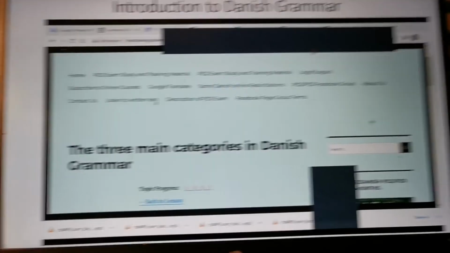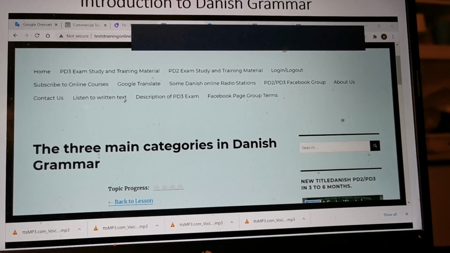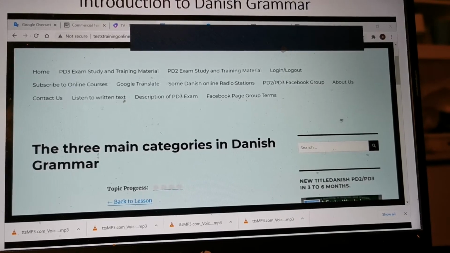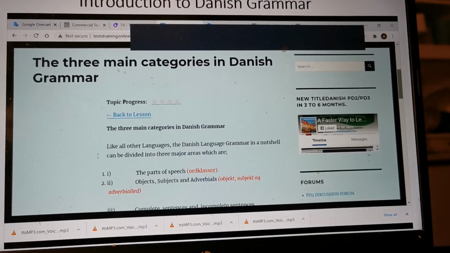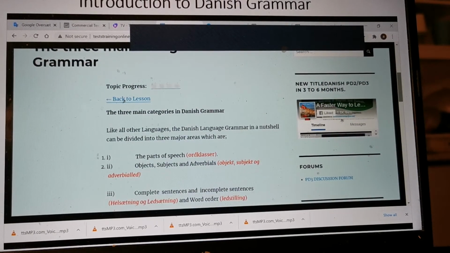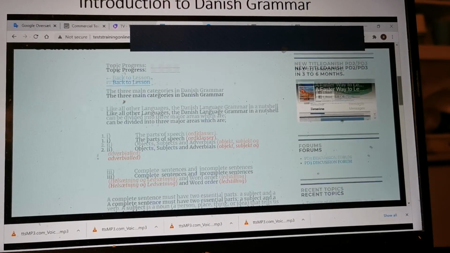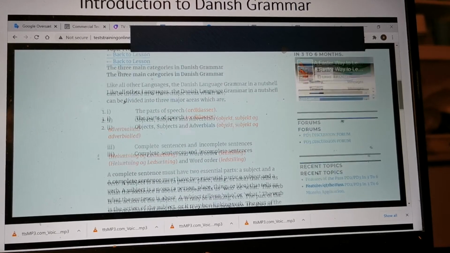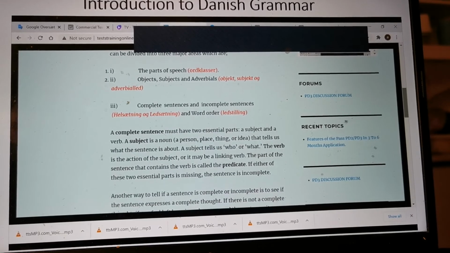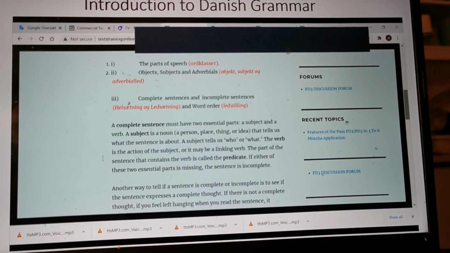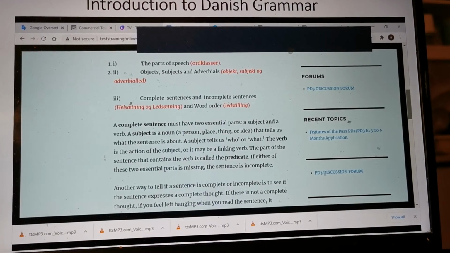We now proceed to lesson 1.1. The three main categories in Danish grammar. Like all other languages, the Danish language grammar in a nutshell can be divided into three major areas. The first category is referred to as the parts of speech, called Ordklasser in Danish. For example, the classification of words into nouns, verbs, etc. The second category is referred to as objects, subjects and adverbials, referred to in Danish as objekt, subjekt og adverbialled.